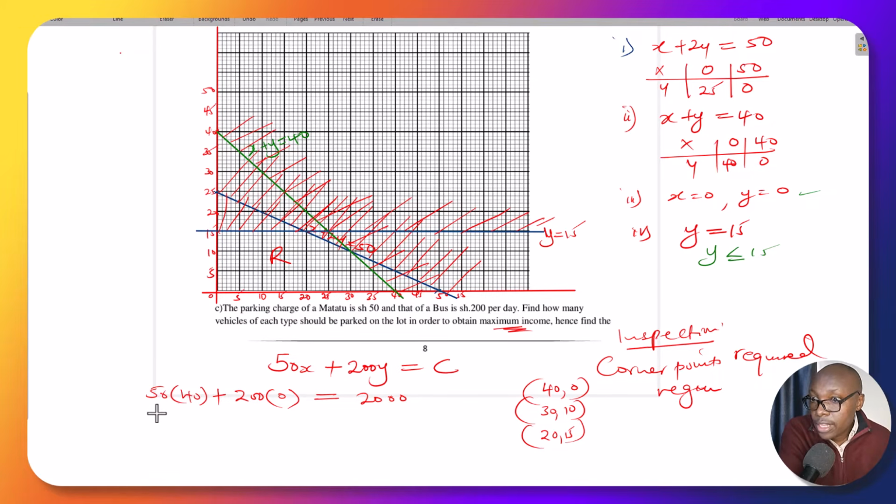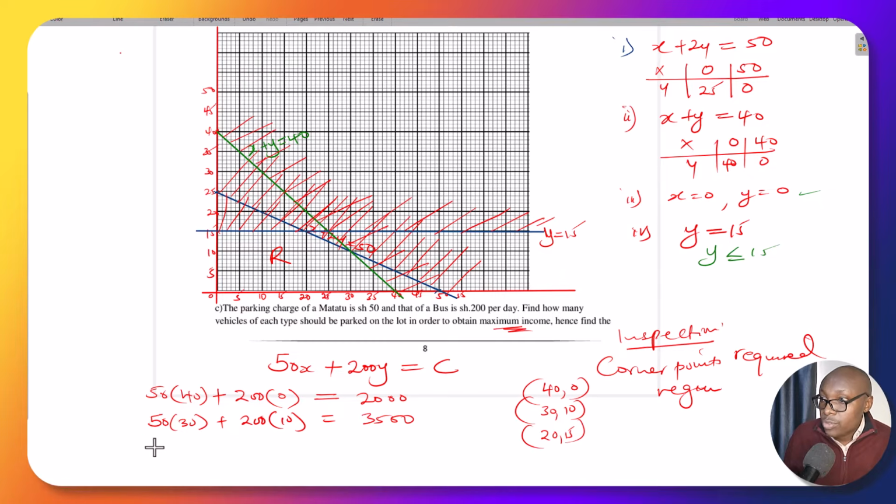Then the other one, 2015. So 50. And we have 20. 30, 10. We have 30, 10. Let me start with 30, 10. So x is 30 and y is 10. So this will give 1500 plus 2000. That will be 35.